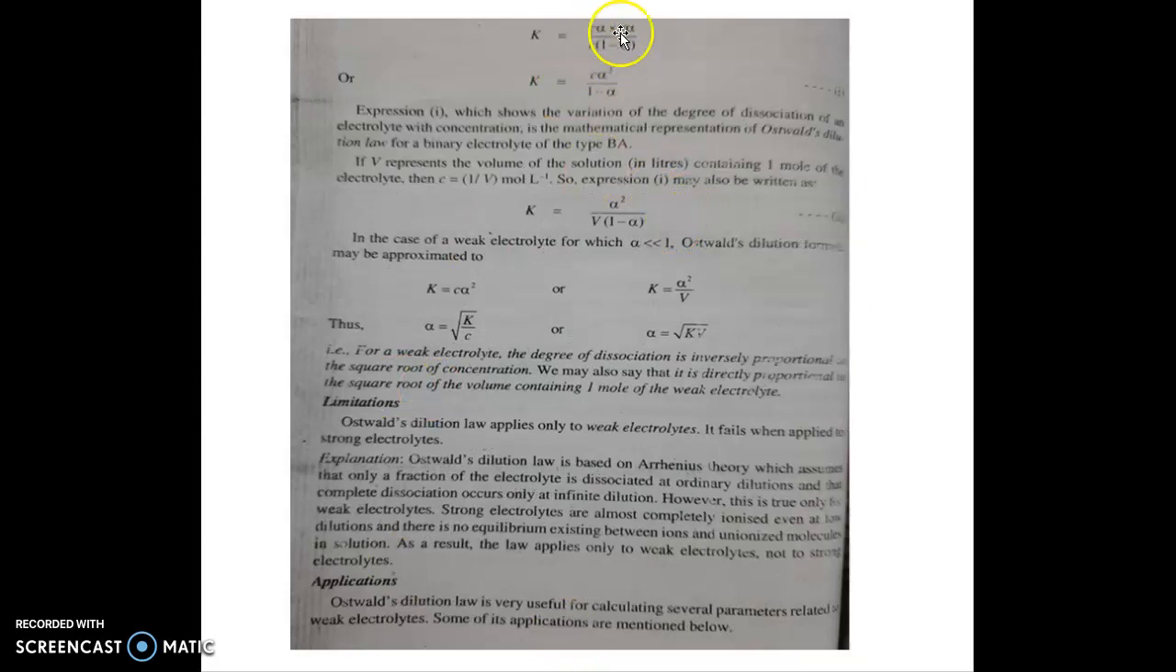We can write it like that. Then C can be cancelled. So K will be equal to C alpha square by 1 minus alpha. This is the mathematical expression for the variation of degree of dissociation of an electrolyte with concentration. This is known as Ostwald dilution law for a binary electrolyte of type BA.